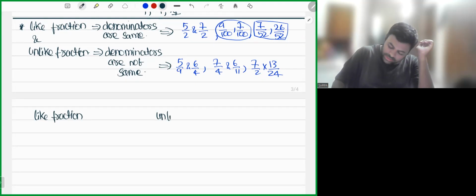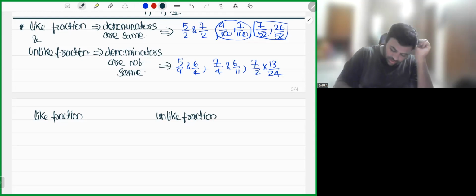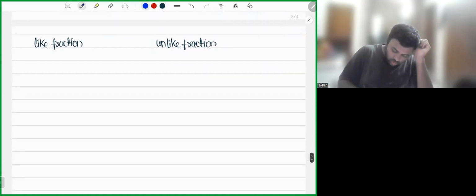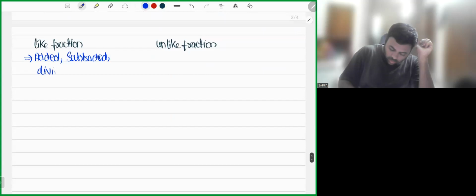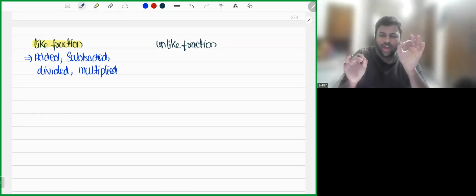What are the 4 basic things in mathematics? You have addition, multiplication, subtraction, and division. For like fractions, 2 like fractions can be added, subtracted, divided, and multiplied. Whatever mathematical operation you want can be done for like fractions. You can do it for like fractions.